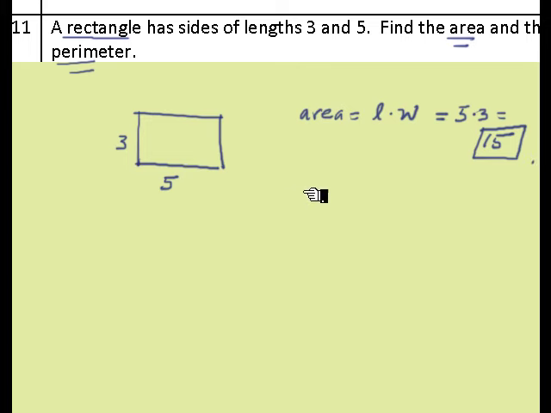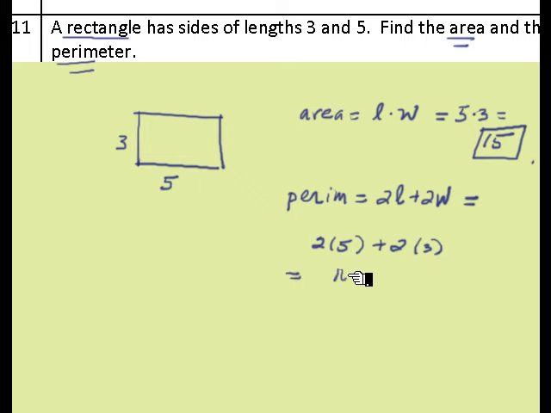Okay, now the perimeter is twice the length plus twice the width. So in this case, that would be 2 times 5 plus 2 times 3. So that's 10 plus 6, or 16.